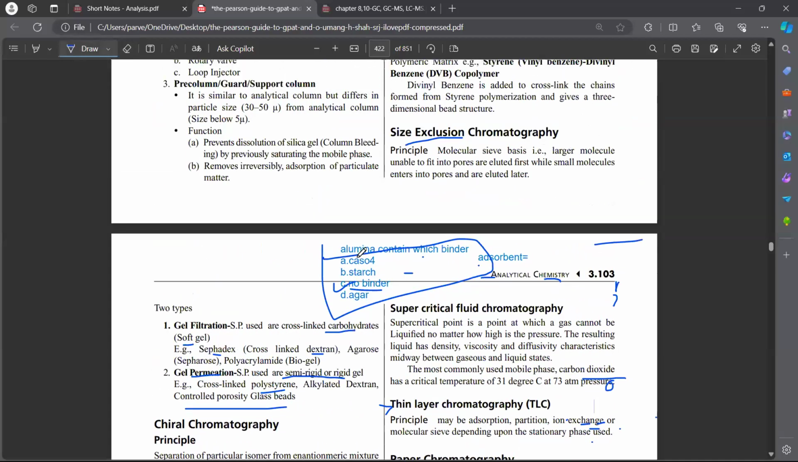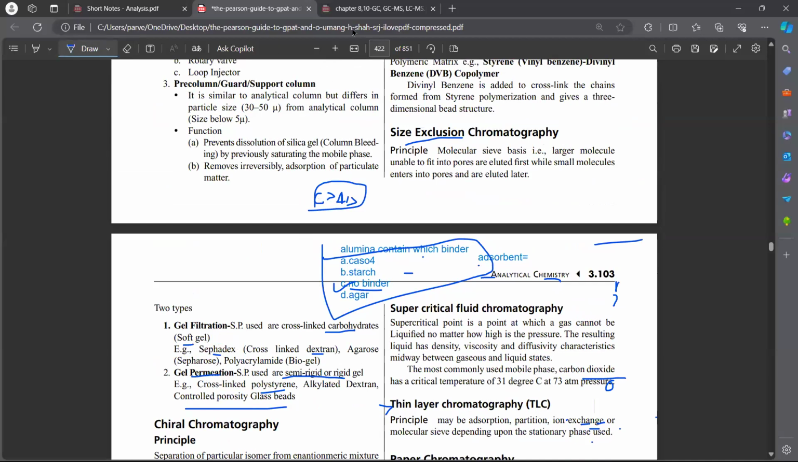In the available adsorbents, the charcoal has the strongest adsorbent property. Then comes the alumina. Then comes the magnesium oxide and silicon dioxide. The sucrose has the weakest, and the charcoal and alumina are the strongest adsorbents. Here you have to remember it, guys.